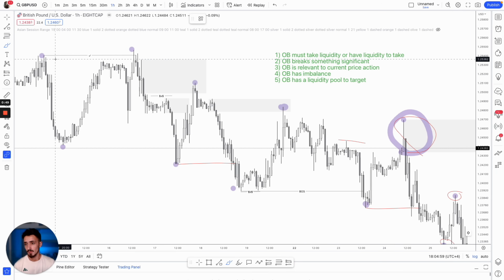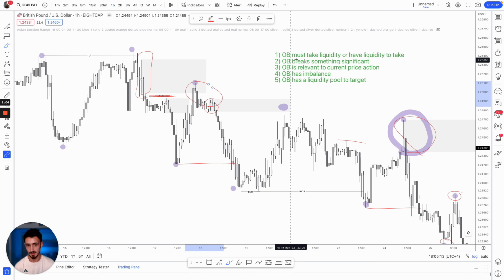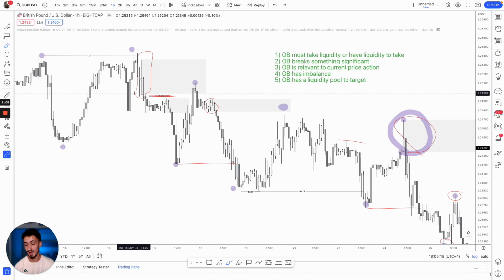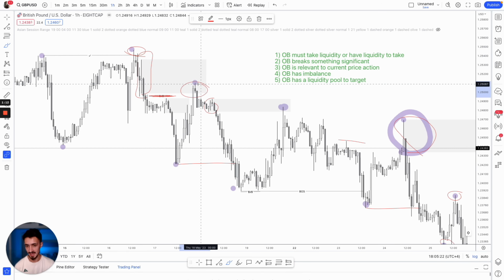Number 1, essentially OB right here, we have an area of liquidity to take. OB right here, we have already taken liquidity, right? Must take liquidity or have liquidity to take. Number 1, we have to take, and we've taken. Number 2, we've taken.